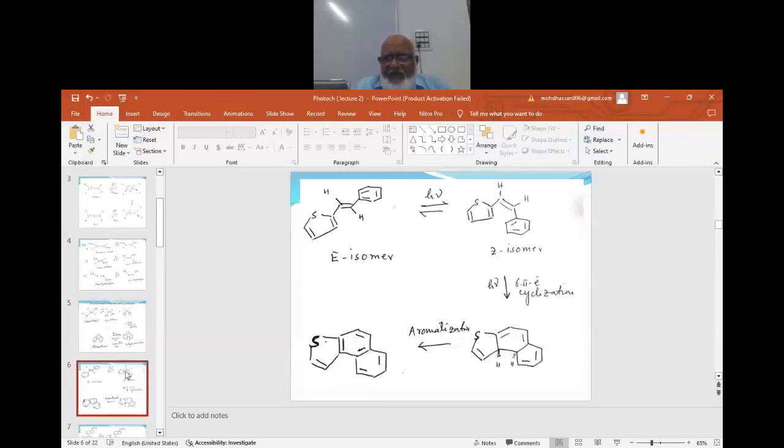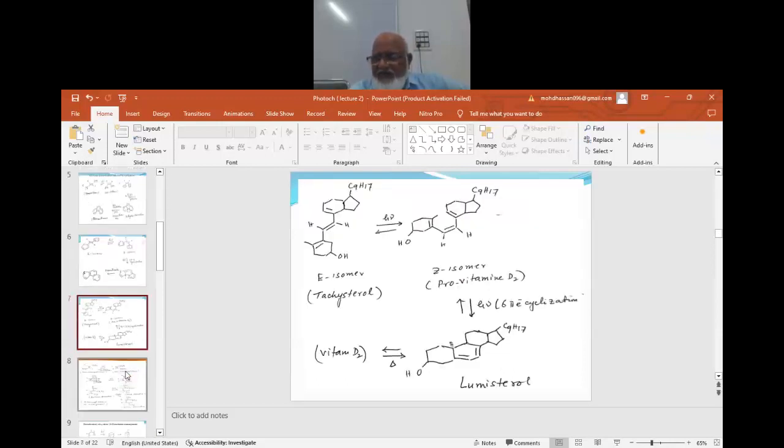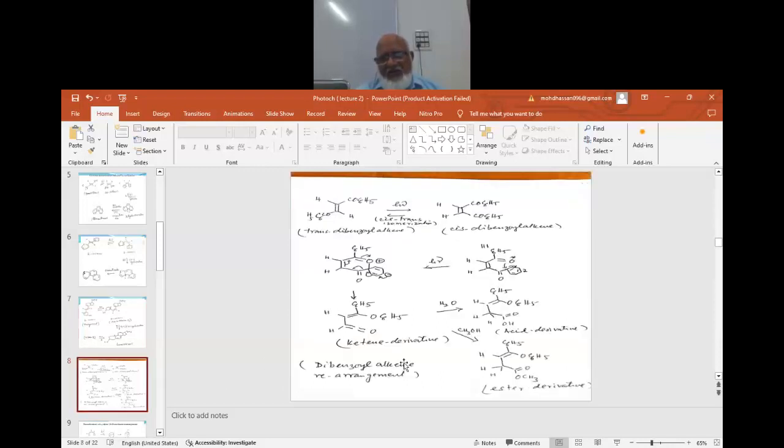These are other examples of cis-trans isomerization followed by cyclization. This is again a very important reaction, a steroid called ergosterol, which under photolytic conditions can go to the Z isomer. This is provitamin D2, which then undergoes 6 pi electron cyclization to give a previtamin. This is a photochemical reaction, this is also a photochemical reaction, and then this is a thermal reaction going to vitamin D2. This is again a photochemical cis-trans isomerization.